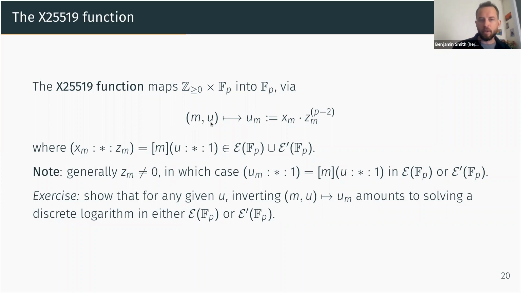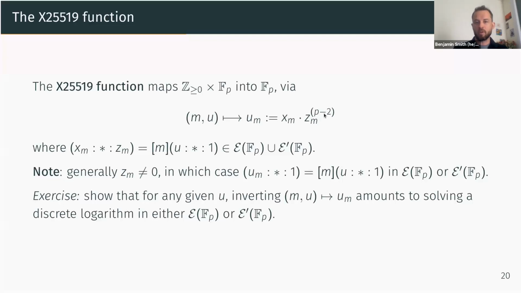Given point U, which is going to be either the x-coordinate of the base point of the curve generator or a public key, it's doing a pseudo-scalar multiplication. It's defined in this way: you take the point with whatever y-coordinate, which is either on the curve or on the twist, and multiply by m. You then just grab out the x and z coordinates of this.